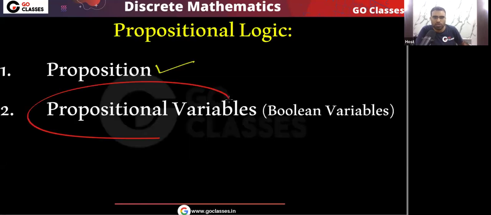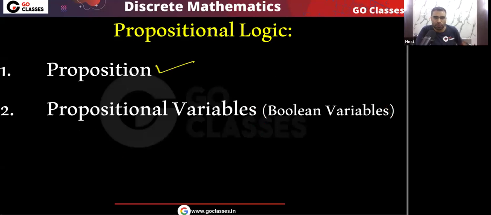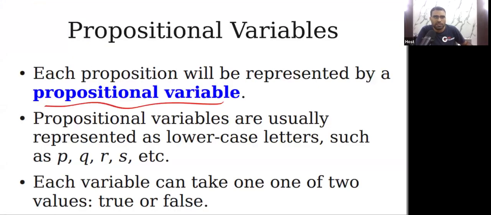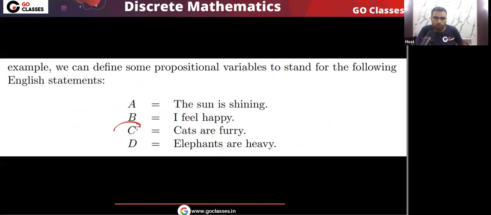So remember, a propositional variable is also called a Boolean variable. These two things are the same. And what is a propositional variable? Every proposition is represented by a propositional variable, or I can say that every propositional variable represents a proposition. For example, this propositional variable C represents the proposition cats are free. Next, this variable B represents the proposition I feel happy. I hope this point is clear.